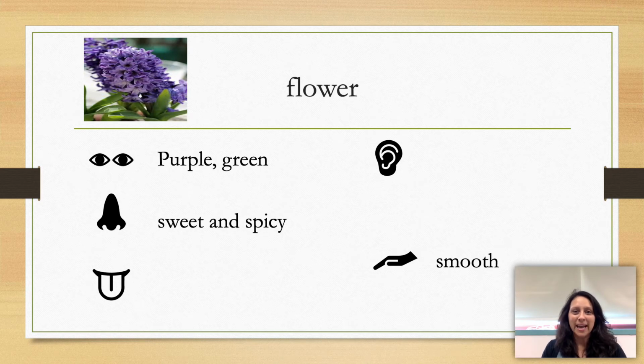So here's the next object. It's a hyacinth, and when I look at the hyacinth, I notice that the colors are purple and green. What do you notice when you look at the picture of the hyacinth?